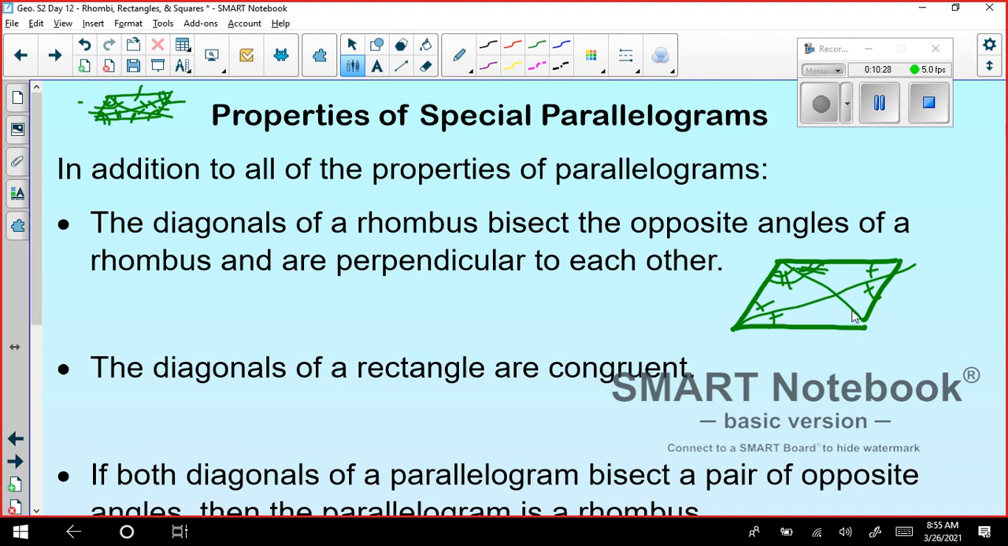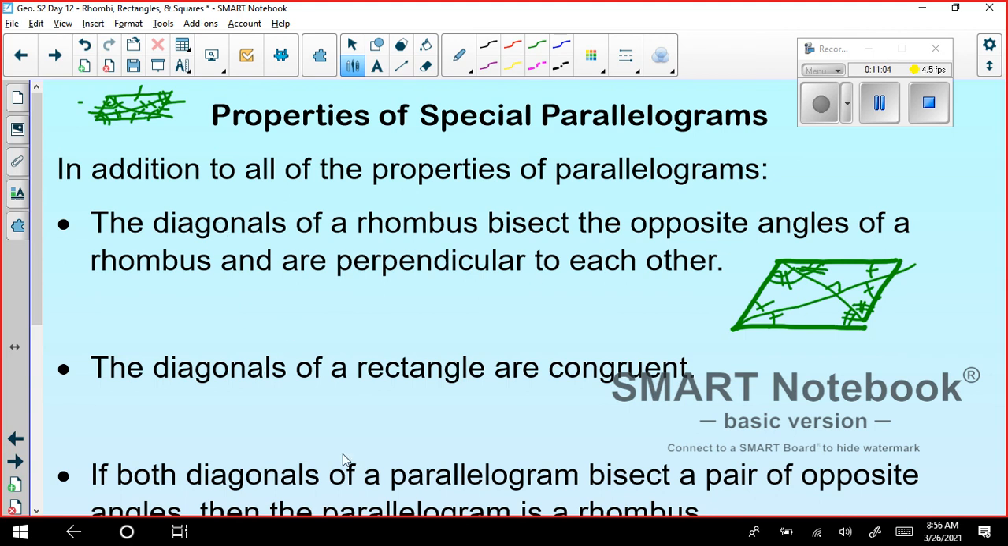Same way here also they bisect. So these two angles will be congruent, and so on for each pair. The diagonals of a rhombus bisect the opposite angles of the rhombus and are perpendicular to each other, which means I will have a 90-degree angle here. The diagonals are perpendicular, so this is 90 degrees, this is also 90 degrees, this is 90 degrees, and this is 90 degrees. That's what this property says.